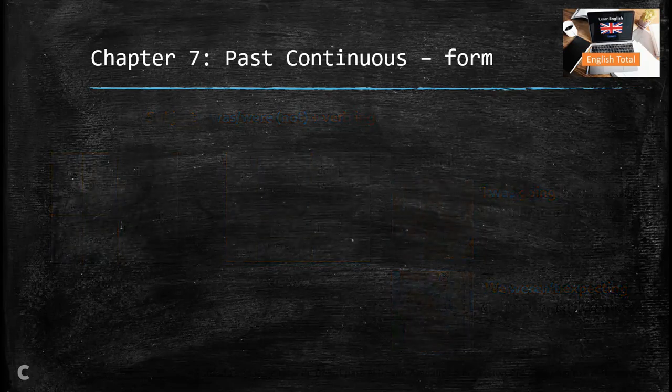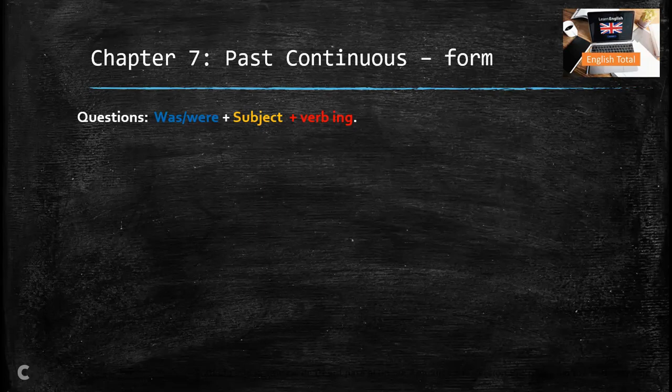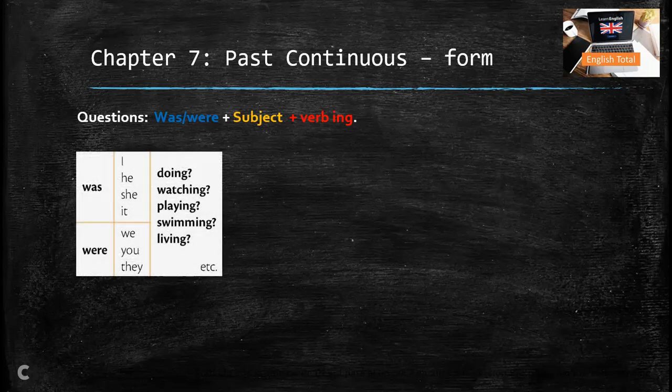All right, now let's talk about question formation. This is the basic structure for questions in the past continuous. You start the question with was or were, followed by the subject, and then the verb in ing form. Notice that it is necessary to use was or were according to the subject of the sentence. Here's some examples.